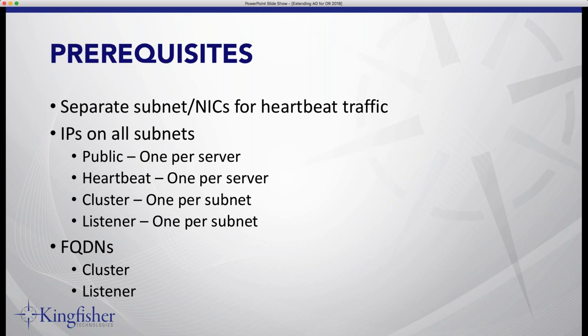You need to have one IP address per subnet for the cluster, and you're going to have one IP address per subnet for the listener as well. And then you also need to make sure that you're able to create fully qualified domain names in your DNS for both the cluster and the listener.